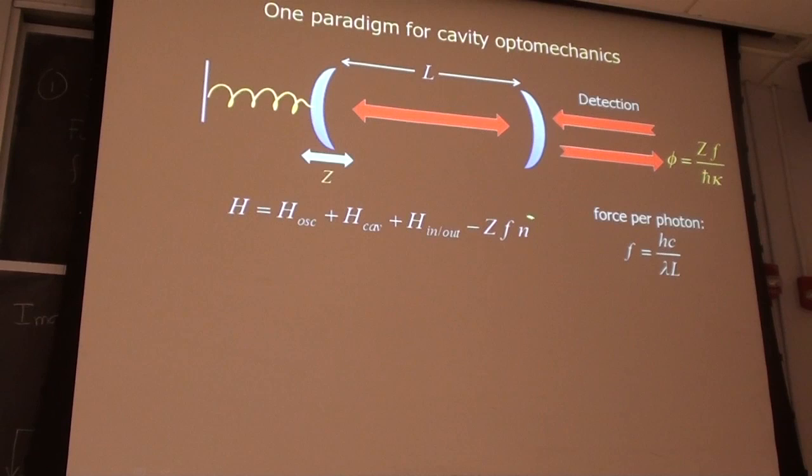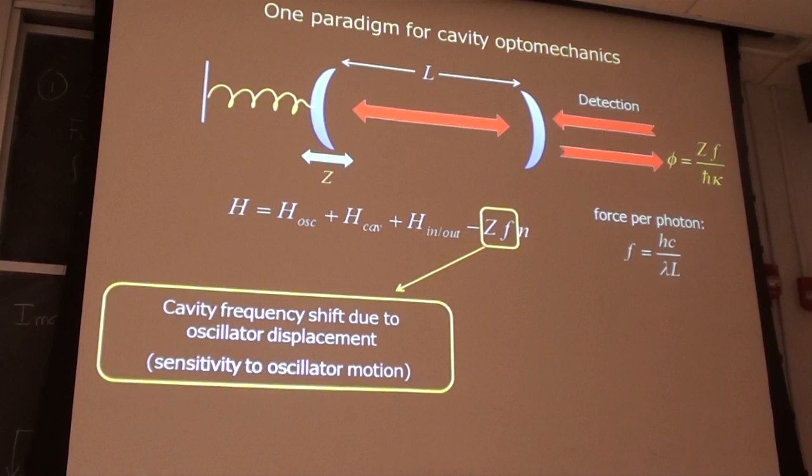Pretty innocent looking term. And let's parse it in a couple of different ways to understand its implications. On one hand, the term expresses that the energy of a photon in the cavity changes linearly with the displacement of the mechanical element. So if I take displacement, I multiply it by a force that gives me an energy.